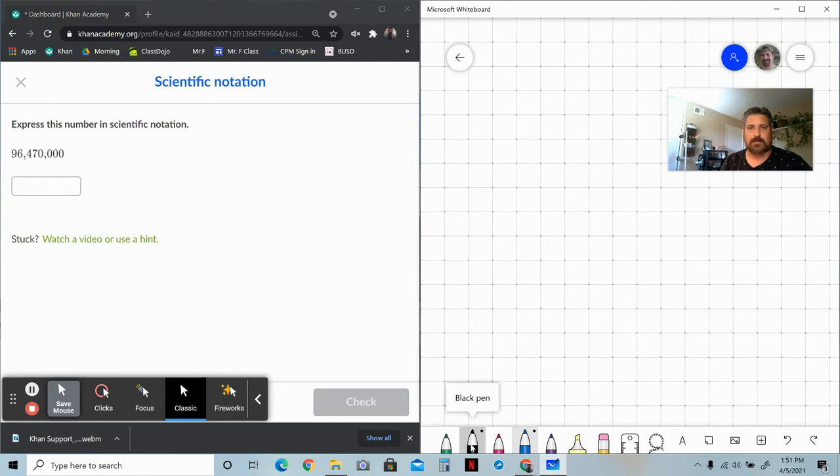All right, so we got this one here. So 9, 6, and then comma 470, and then comma 0, 0, 0. So you want the decimal to be right here between the 9 and the 6 because you want the lead digit in the ones place. That's your goal, okay? So you're asking yourself, how far are you going to move this thing? You're going to move it 1, 2, 3, 4, 5, 6, 7 places.